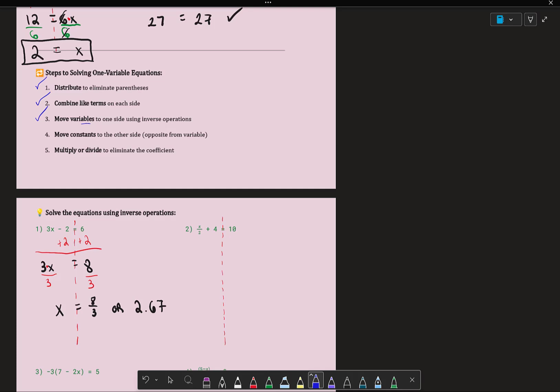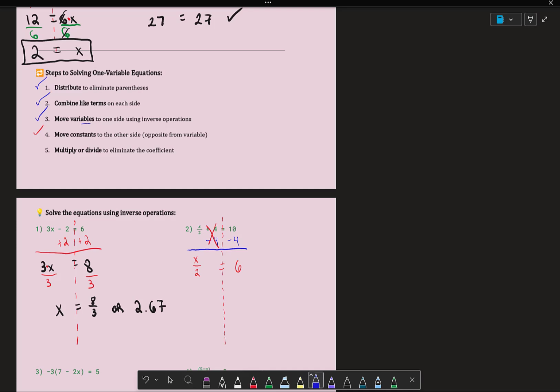So that leaves us to step 4, move constants to the other side. So that positive 4, we need to do the inverse operation of adding 4 and subtract it to move it away to the other side, away from the variable. So this leaves us with x divided by 2 equals 6. 4 minus 4 is 0, so I'm going to cross that out. 10 minus 4 is 6. So that's step 4.